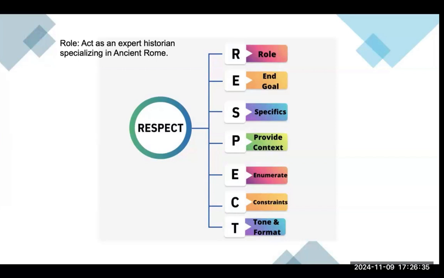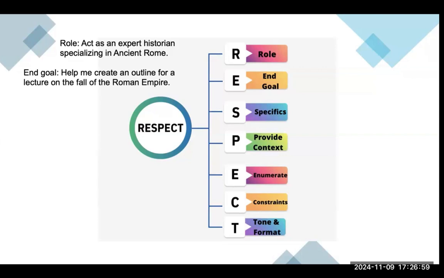And E stands for end goal. So we need to clearly state our objectives and desired outcome. So what do we want to achieve with this prompt? Think about that. The example can be, help me create an outline for a lecture on the fall of the Roman Empire. So S stands for specifics.